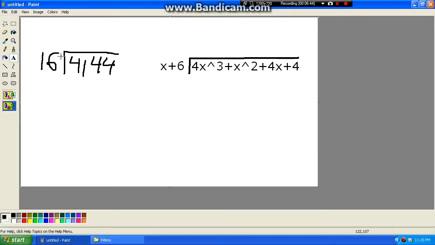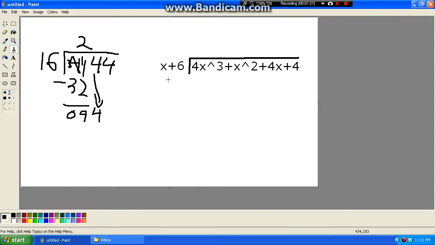Well, it doesn't. So we say, how many times does 16 go into 41? And the answer is that it goes in 16, 32, twice, okay? So we put a 2 here, and we take away 32, and we end up getting a remainder of 9. Then we carry the 4.